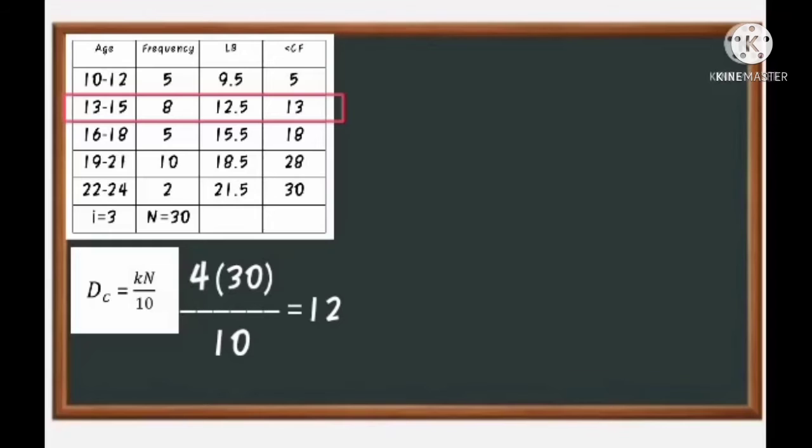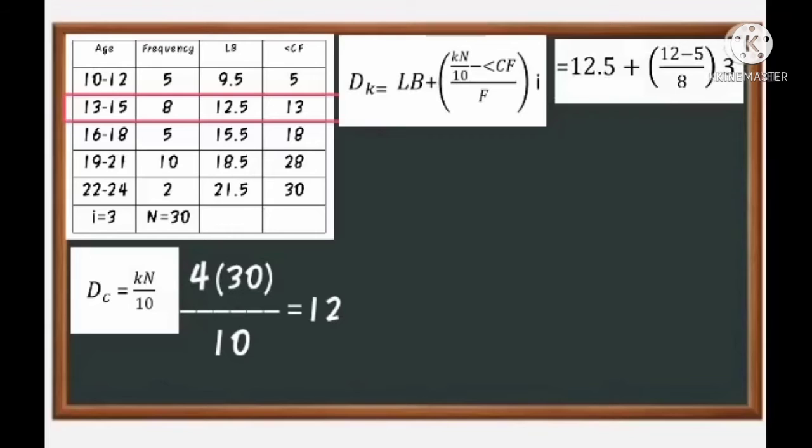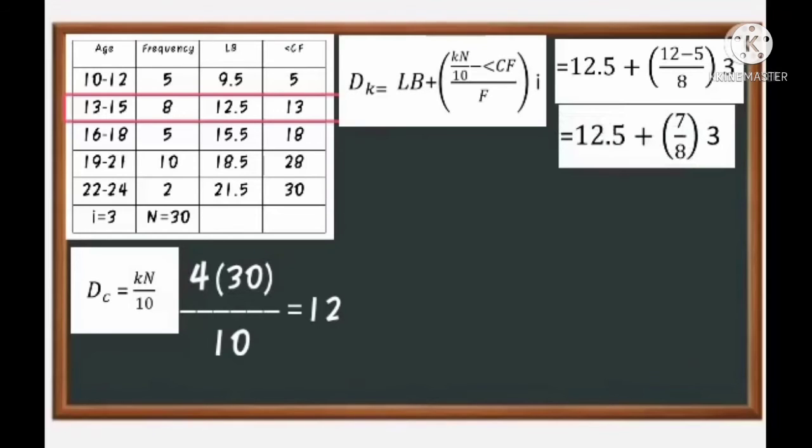Let's substitute now in the formula. Lower boundary is equal to 12.5 plus the quantity of kn over 10, the decile class, which is 12, minus the less than cumulative frequency before the decile 4 class, which is 5, divided by the frequency of the decile 4 class, which is 8, times the class interval, which is 3. So let's simplify. Just copy 12.5 plus the quantity of 7 because 12 minus 5 is 7. Just copy 8 and 3.